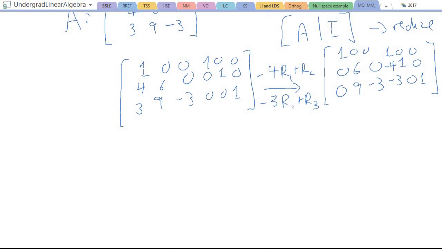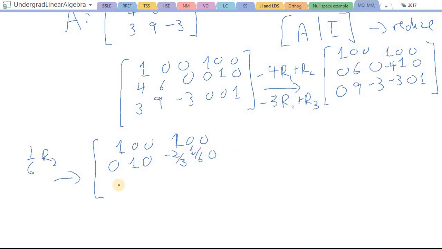And change this to here. Okay. And then we're going to take R2 over 6, or 1/6 R2. That gives me 1, 0, 0, 1, 0, 0 for the first row, 0, 1, 0, minus 4 over 6, which is the same as minus 2 over 3, 1 over 6, and 0. Last row, let's just leave that for now. 0, 9, minus 3, minus 3, 0, 1.